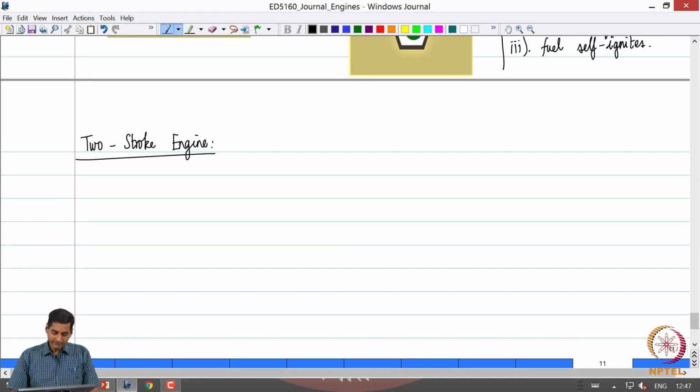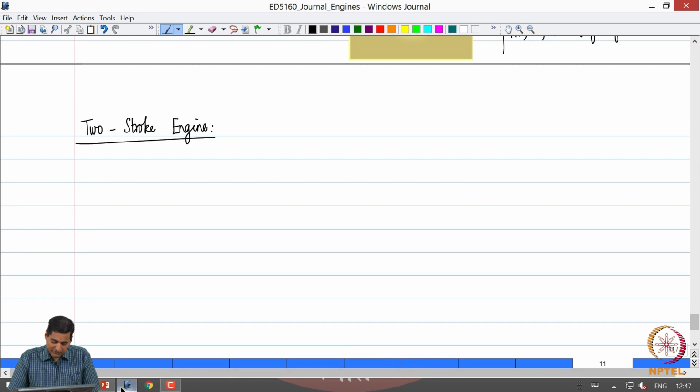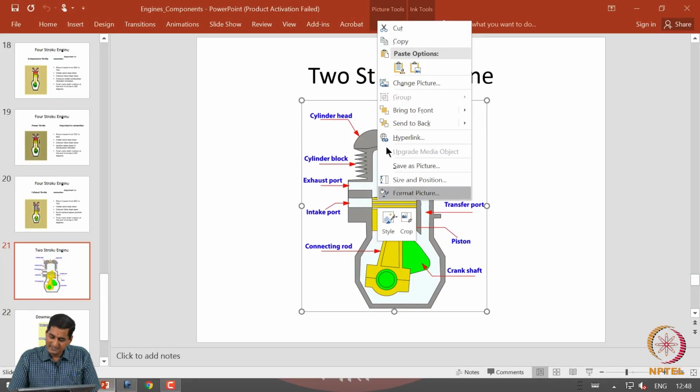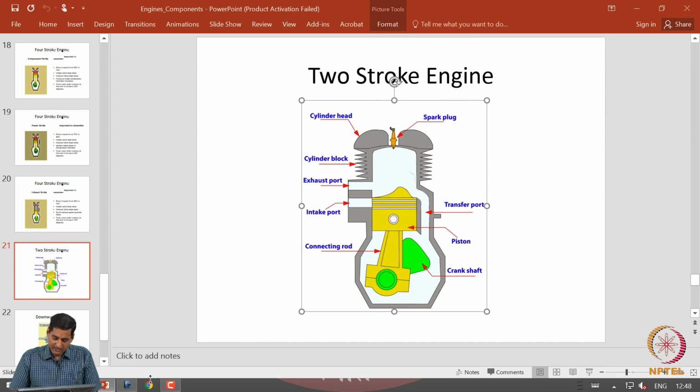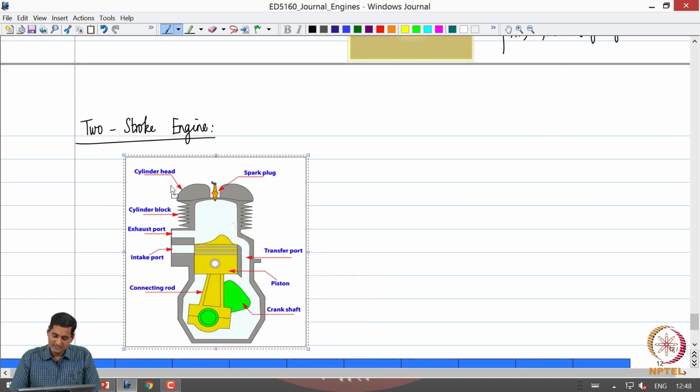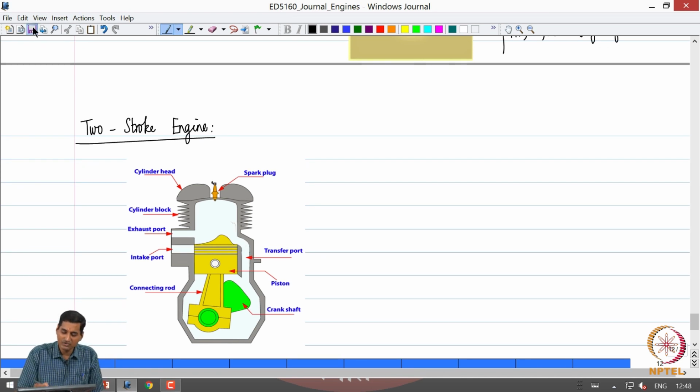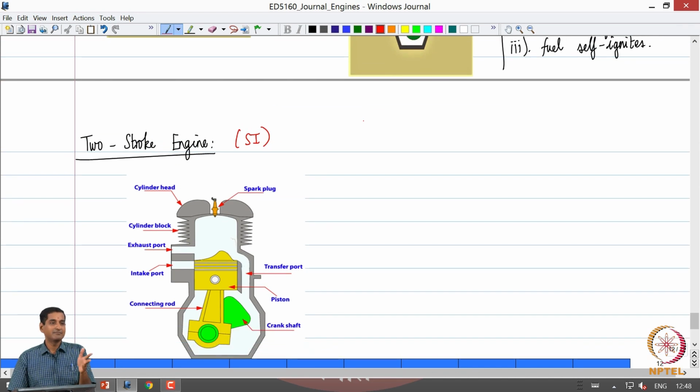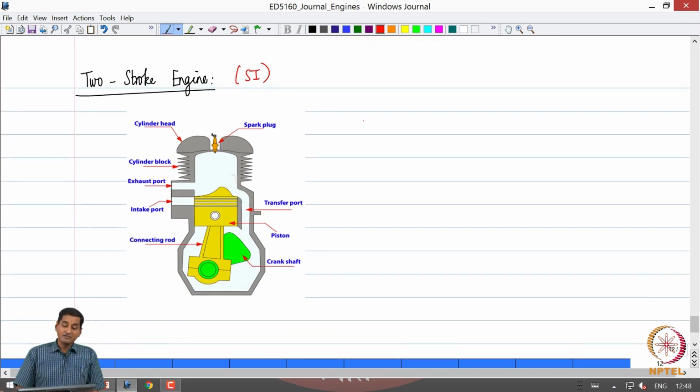Let me give you a brief overview of 2-stroke engines, and then we will continue the discussion in the next class. So how does a 2-stroke engine differ from a 4-stroke engine? This is just a simple schematic of a 2-stroke engine. Of course, I am just taking a spark ignition engine once again. We can draw a similar schematic for a compression ignition engine. As we have already discussed, the main difference is the spark plug being replaced by the fuel injector. So we can immediately see some big differences.